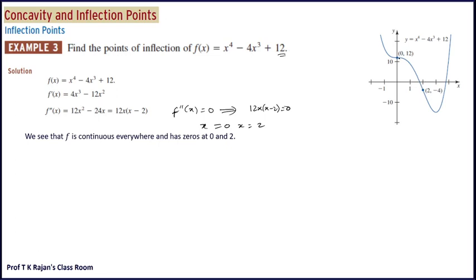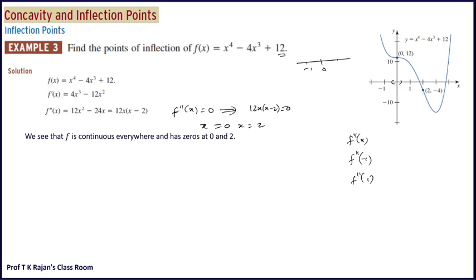Now we have to assure that 0, 12 is an inflection point. For that, you find f double dash of x around the point 0. You take a point to the left of 0 and to the right of 0, or you can take minus 1 and plus 1 for convenience. You find f double dash of minus 1. Similarly, f double dash of 1, to the left and right of 0. 0 is the point we have to determine whether it is an inflection point.